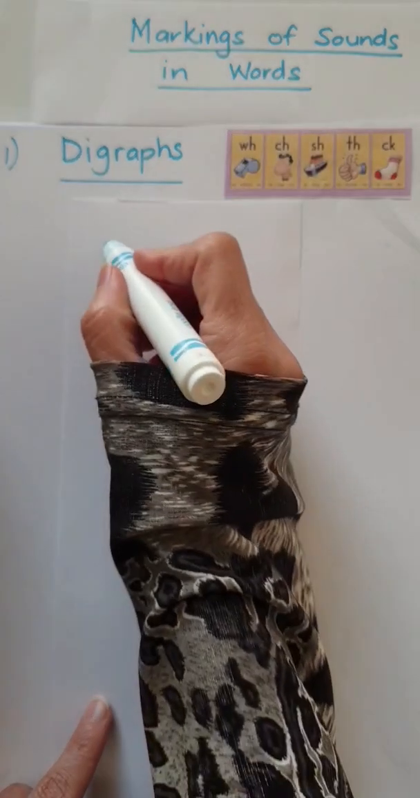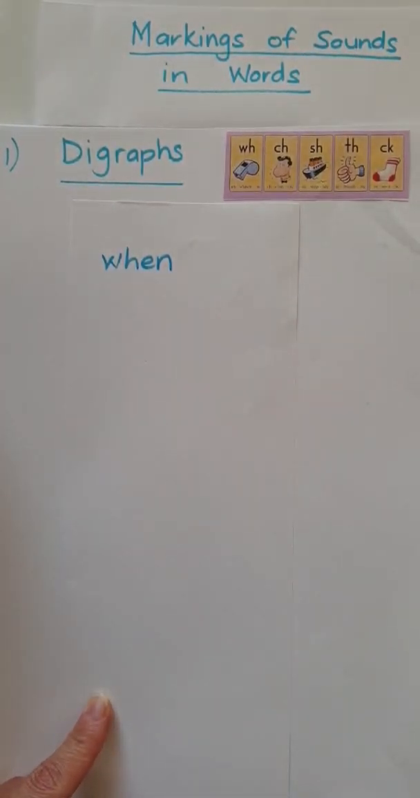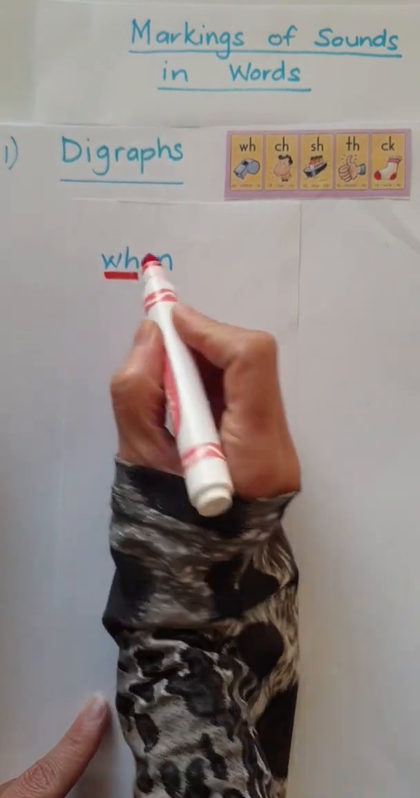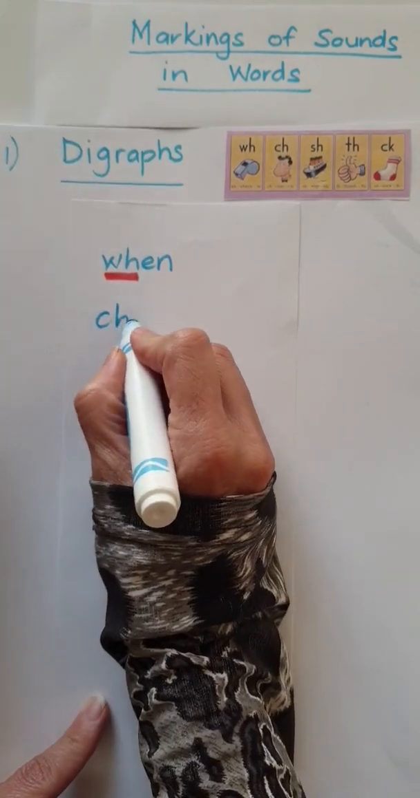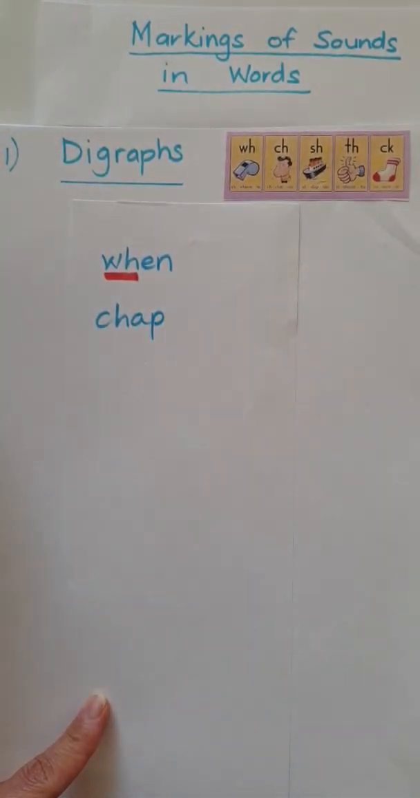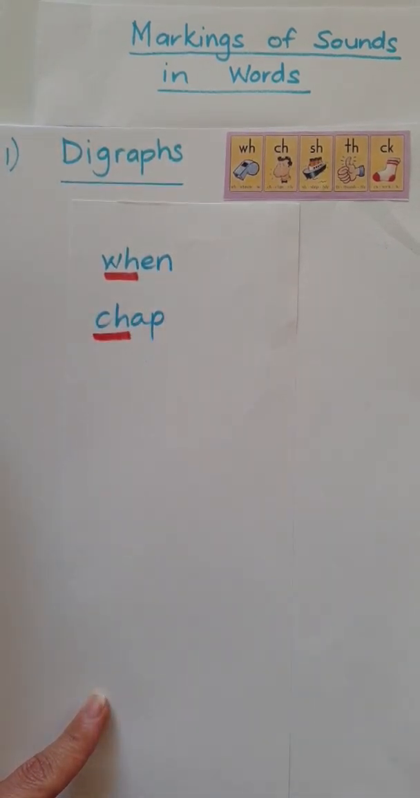We're going to look at our first word, which is the word when. Now the digraph in the word when is the w sound. So we're going to underline the w sound. Our next example we're going to look at is the word chap. The digraph in the word chap is the ch sound. So we underline the ch sound.